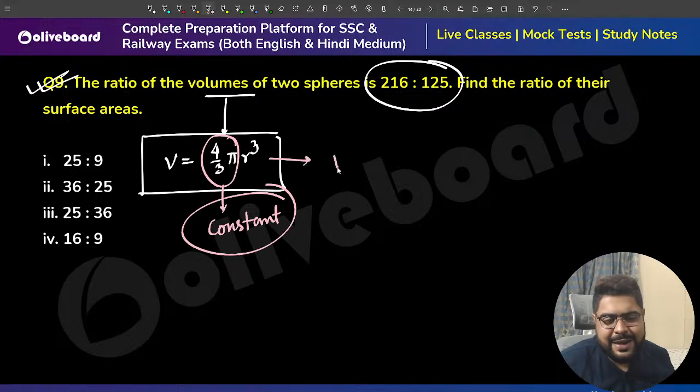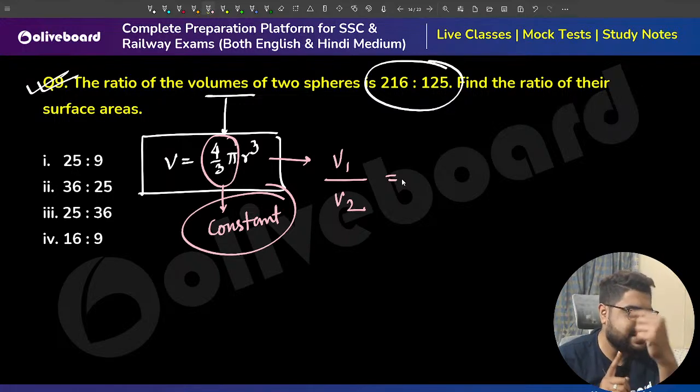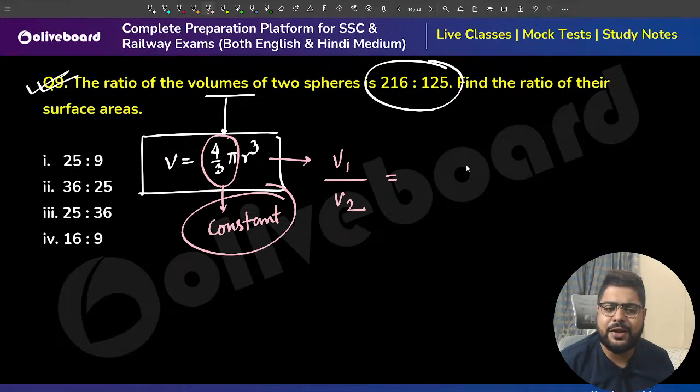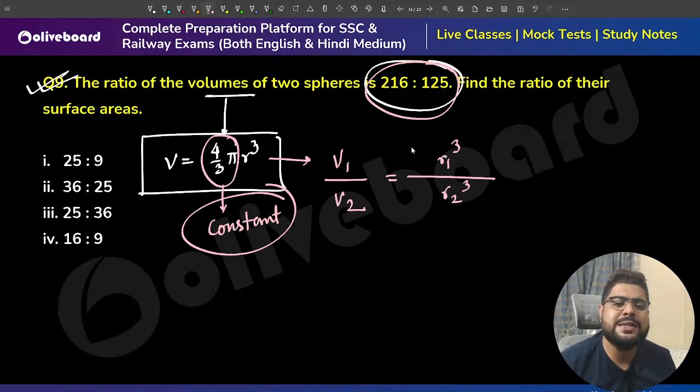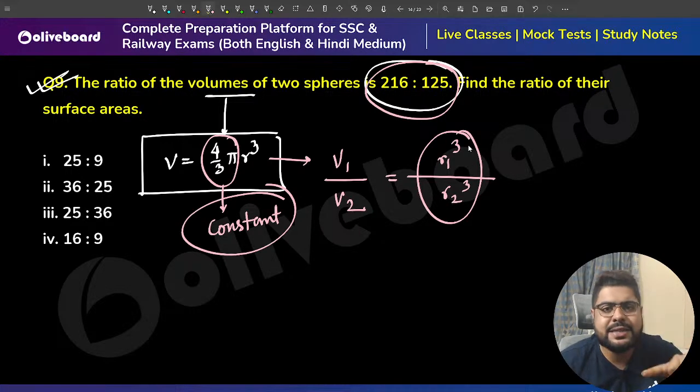So ultimately, in the volume ratio, the constant part gets cancelled. So it will be r1 cube by r2 cube. The volume ratio is nothing but the cube of the radius ratio.